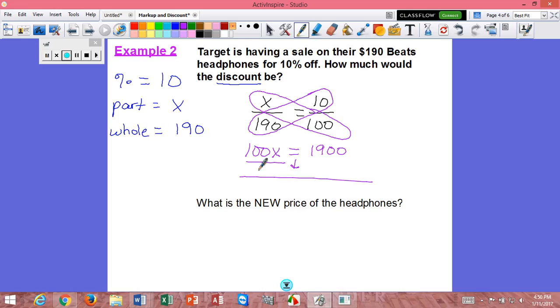Okay, then I'm just going to divide by 100 on each side. I'm going to use the zero trick here, and I'm going to cross out a pair of zeros on the top and bottom until I can't do that anymore. And that would be the same as 19 divided by 1, which is 19. So if x equals 19, and this is money, that means that this would be a $19 discount.